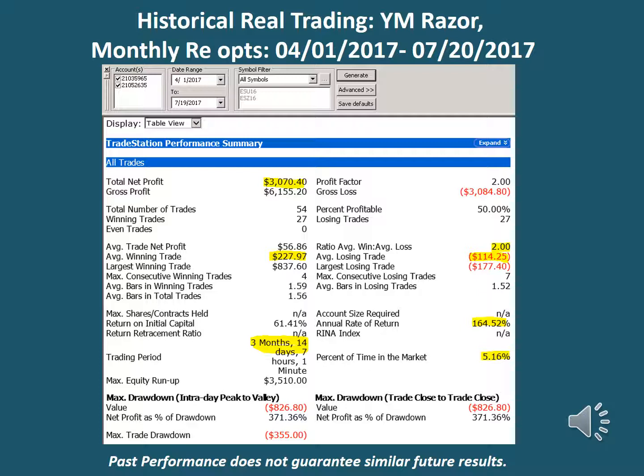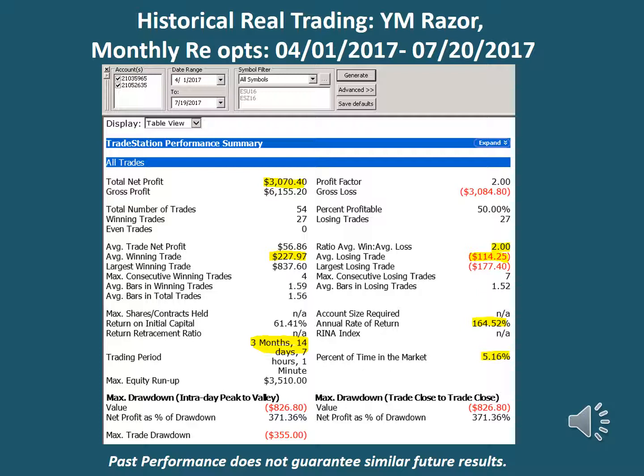Well, here's the summary for 3 months, 14 days, and 7 hours, basically 3.5 months. Made $3,070 after commission and slip. 50% of the trades were right. The average winner was $227. The average loser was $114. I try to use a very, very tight stop on all my systems, and on the YM you can especially get away with that. If you win half the time in a gambling game and your profits are twice the size of your losses, that's a pretty darn good game, and theoretically you should play it.